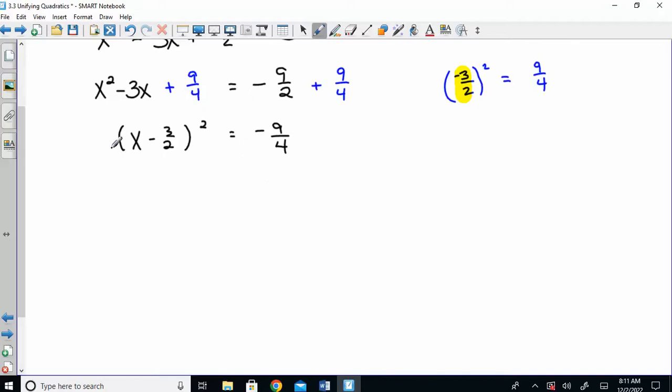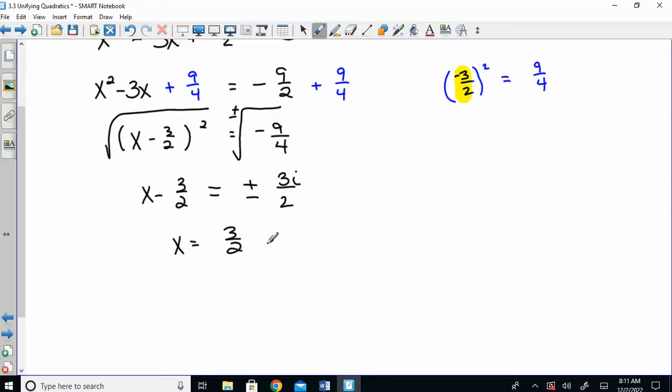All right, how do we get rid of the square? Square root. And with that, we do plus and minus. So we get x minus 3 halves equals plus and minus the square root of negative 9 over 4, which is 3i over 2. And then final step, add over the 3 halves, so we get 3 halves plus and minus 3i over 2.